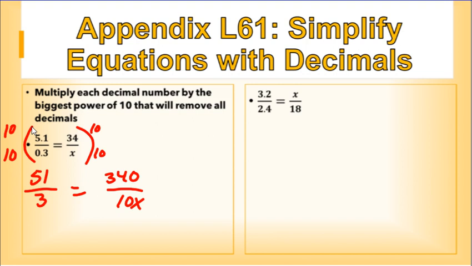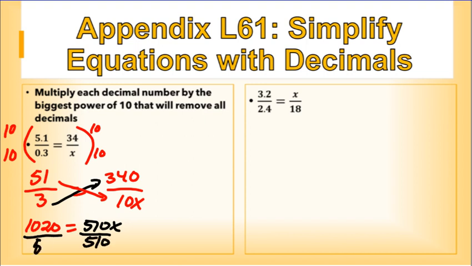We cross multiply. So 340 times 3 gives us 1020. So 1020 equals, cross multiply the other direction, and I have 51 times 10, which is 510x. Divide by 510 on both sides. 1020 divided by 510. x would equal 2.